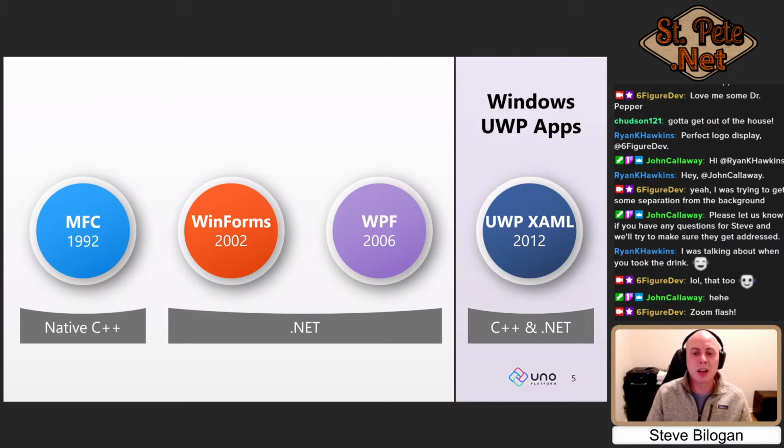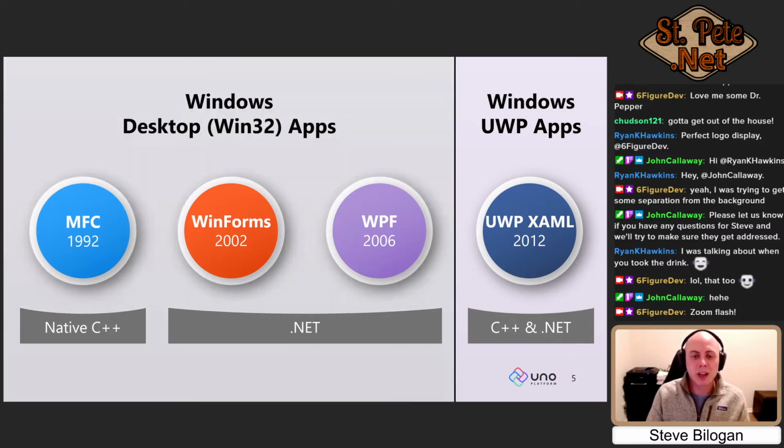UWP XAML was created for these UWP apps, these Universal Windows Platform apps. If you don't know what I'm talking about, think of those Windows 10 store apps, the ones that are running in that sandbox. They're not the normal desktop apps that everyone used to use or still uses. So like I mentioned, there are 2 types of apps, those UWP apps and the Windows desktop Win32 apps. The Win32 apps relied mostly on the frameworks to the left, whereas now the Windows 10 store apps are using this UWP XAML framework.